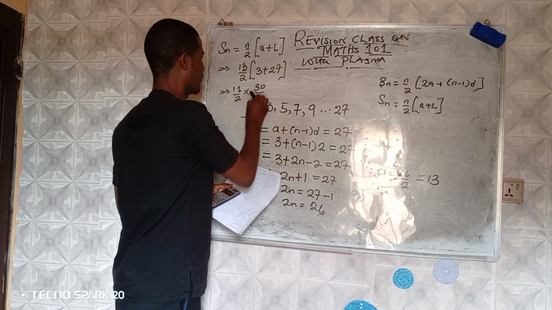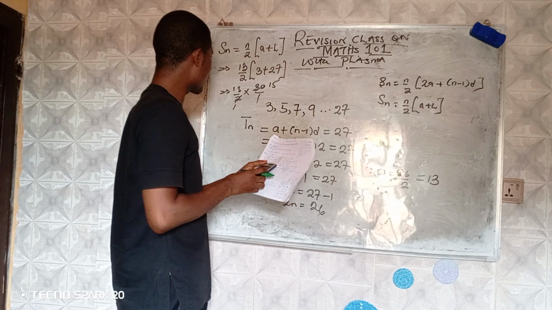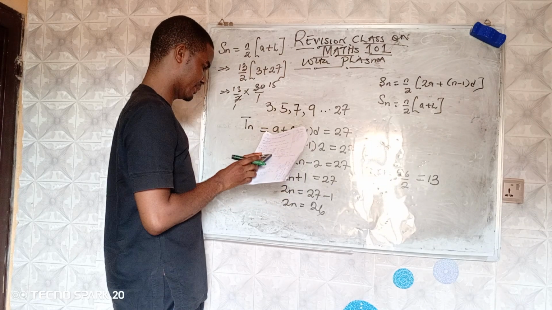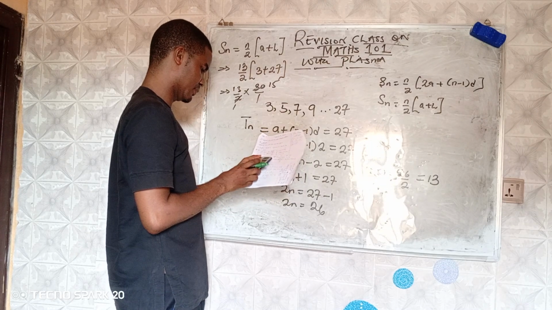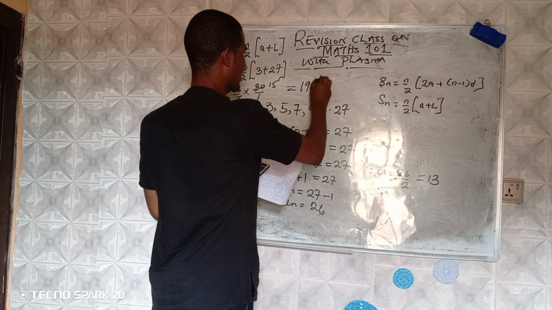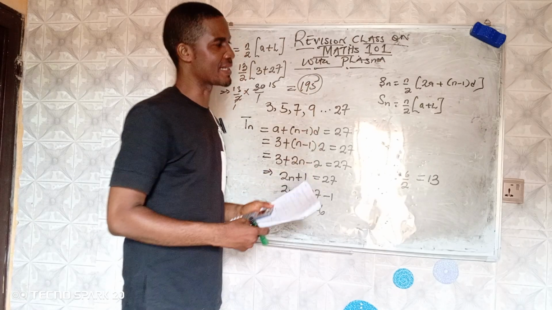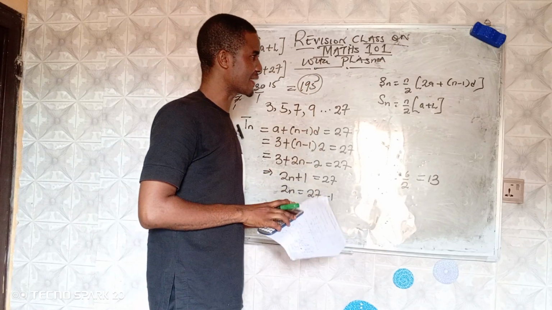30 over 2. 2 here, 1; 2 here, 15. So we have 15 times 13, which will give us 195. So the sum of this sequence is 195. I believe that is clear.